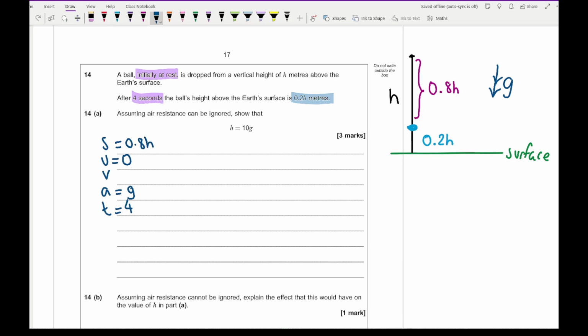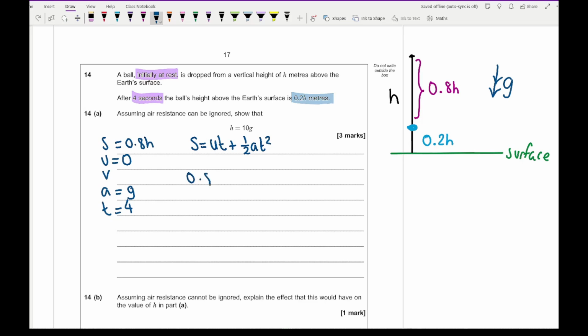Now we have 4 pieces of information to put into our SUVAT equation. So using the SUVAT equation, s equals ut plus half at squared, we can substitute our values in and show our answer h equals 10g.